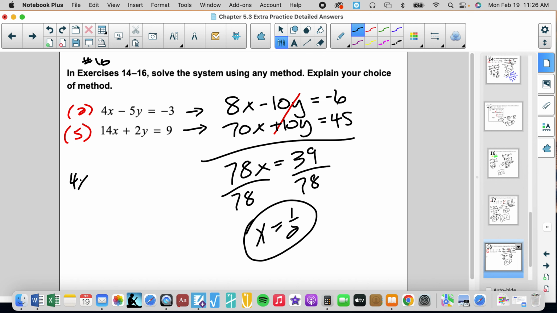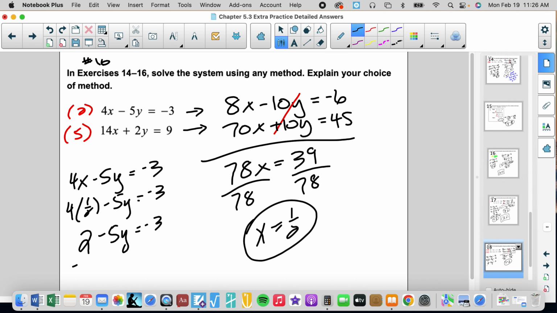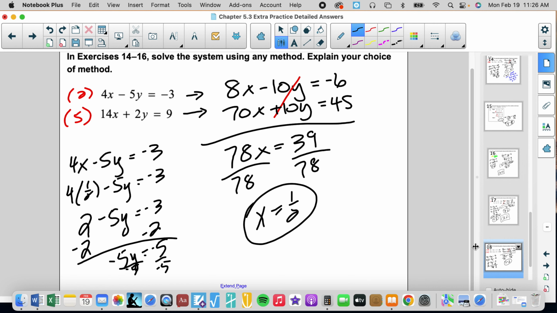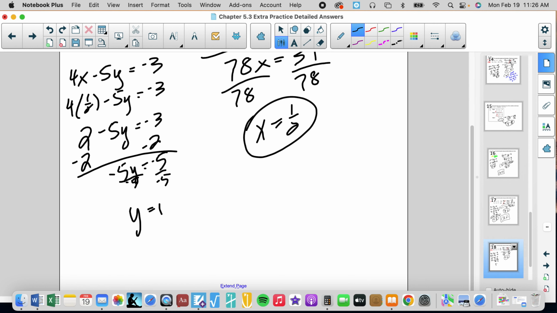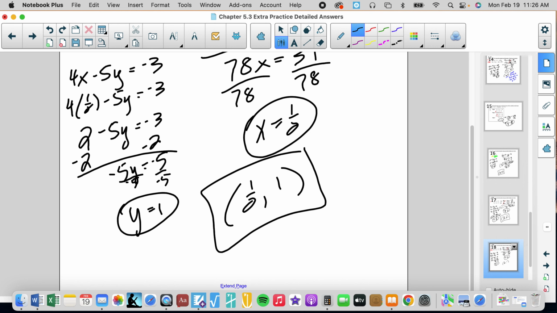I'm going to use the top equation. I had an opportunity to check with whichever equation I wanted. Why not make it easy? You don't get extra points from picking the harder of the two. So be smart. Divide by -5, and we get y equals 1. I don't have to check. I'm pretty sure it doesn't say find the solution and check.